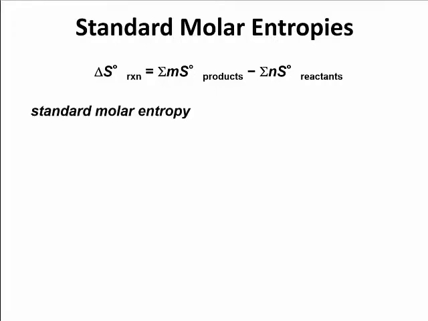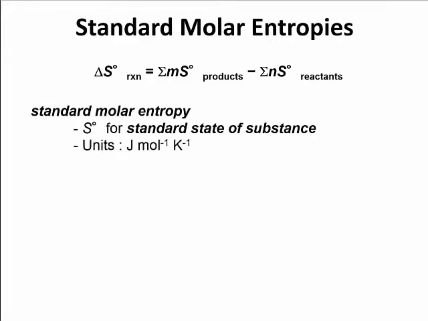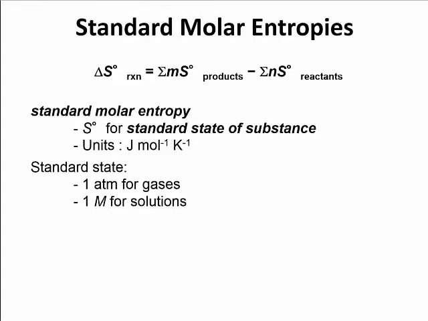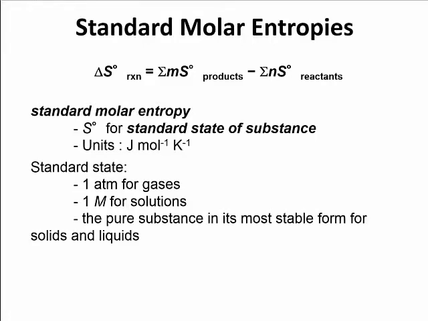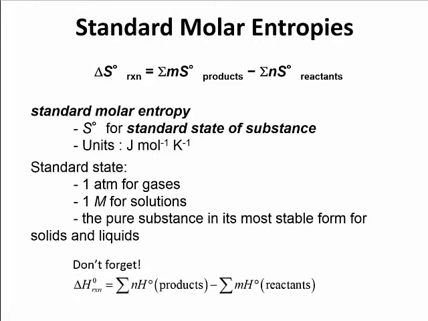Now, when we're dealing with standard molar entropies, S naught is for the standard state of the substance, right? Entropy at its standard state, that little naught represents that. The units are going to be joules per mole Kelvin. And under a standard state, when dealing with entropy, we're going to have 1 atmosphere for gases, 1 molar for solutions, and any pure substance is in its most stable form for solids and liquids. Don't forget that delta H of reaction is equal to the sum of the products minus the sum of the reactants. That naught represents the standard conditions.